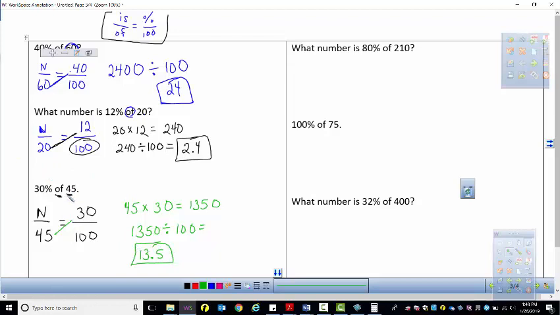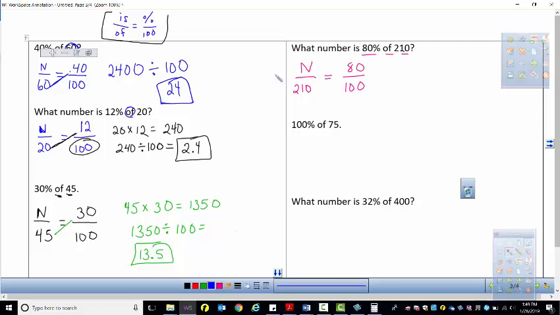So in order to solve these percent problems, you have to do what we call cross multiply. You multiply across and divide by the number that you haven't used. So let's try these last couple examples. What number is 80% of 210? So 100, do I know a percent? I do. I know 80%. Of 210, so the of goes in the bottom of the fraction. I do not know this number, so I call it n.